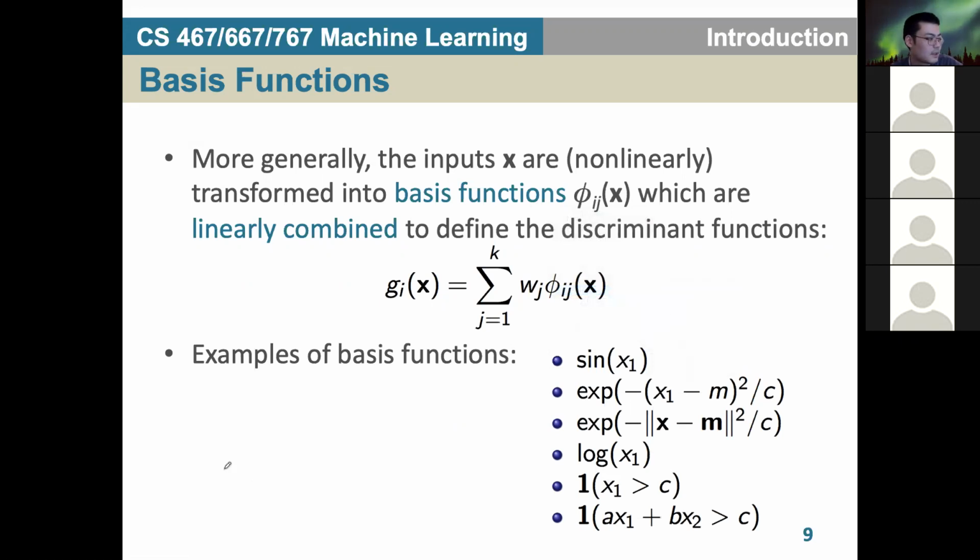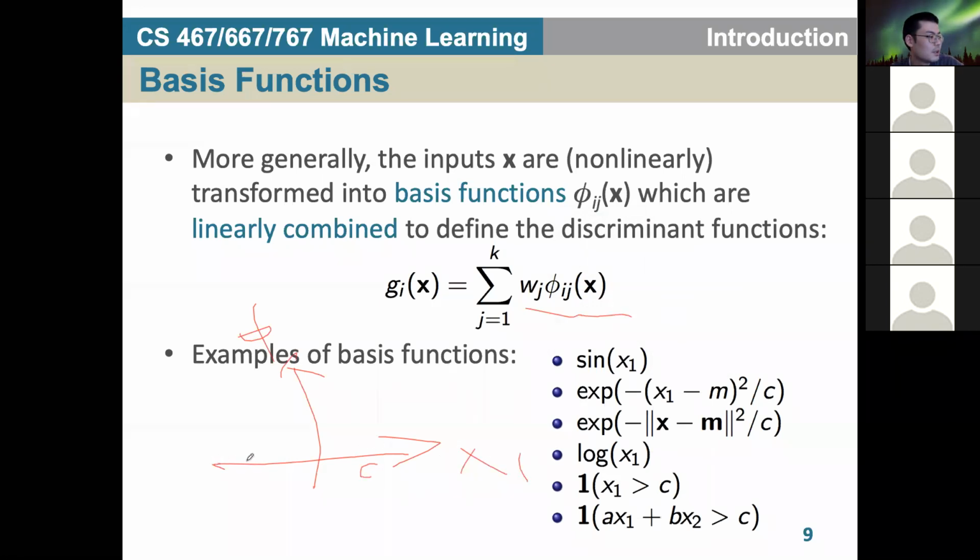So let's say this is your phi. Right? So this is x. This is c. This is x1. Okay. So less than x1, it's 0. Beyond x1, it's 1. Okay.